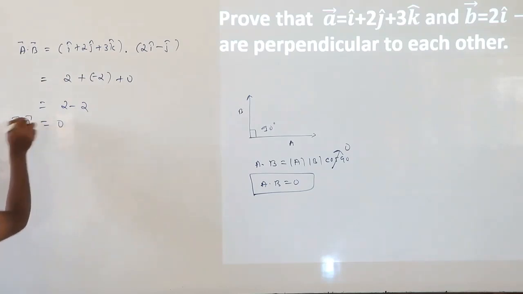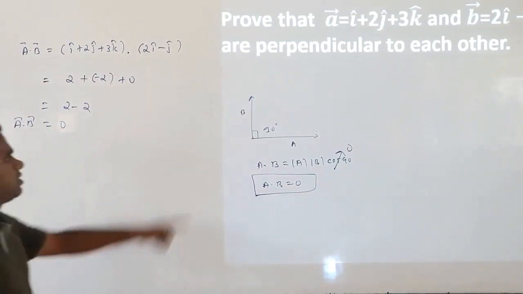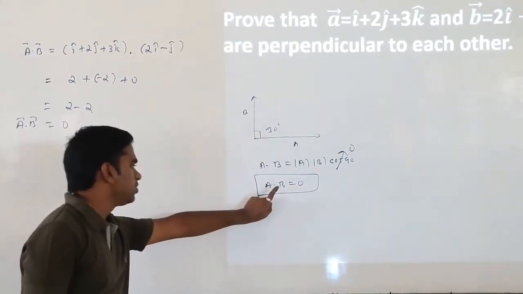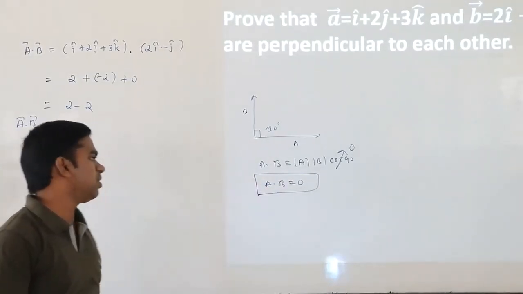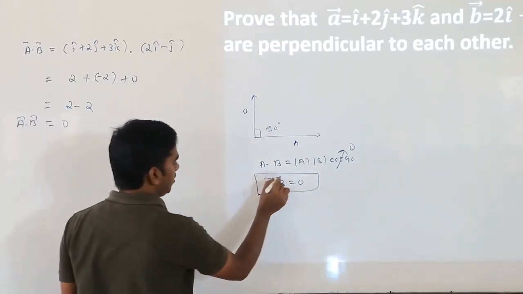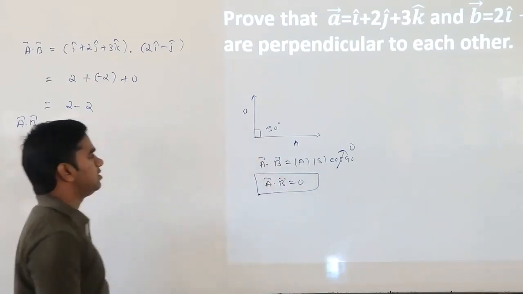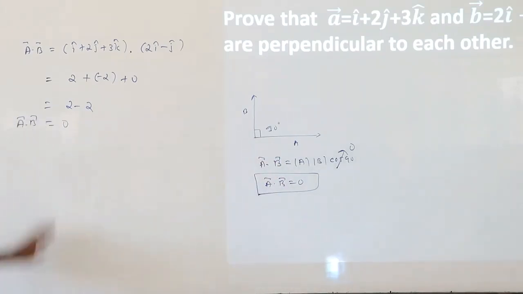So the dot product of these two vectors is 0 that we are getting. Our rule says that if vector A dot vector B is 0, then we can say that the two vectors are perpendicular. So this is how we can simply prove that.